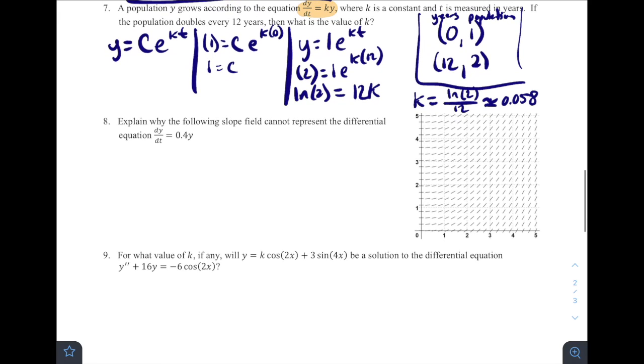Let's try number 8. Explain why the following slope field cannot represent the differential equation dy/dt is equal to 0.4y. This is one that we've seen pretty similar to earlier in the chapter when we were talking about slope fields. There's a couple different arguments you can make for this.